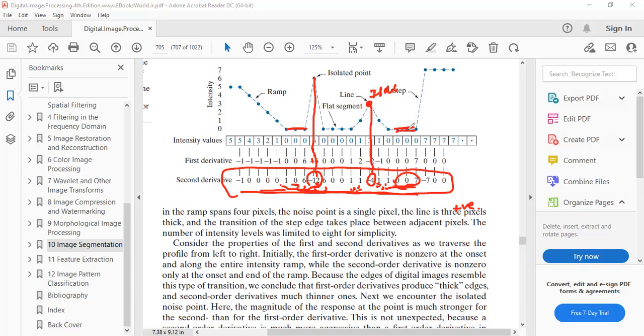Okay. Now how to identify edges? This is edge, this is edge. Edges are identified using first derivative. Whenever there are negative numbers, we call them edges in the first derivative.